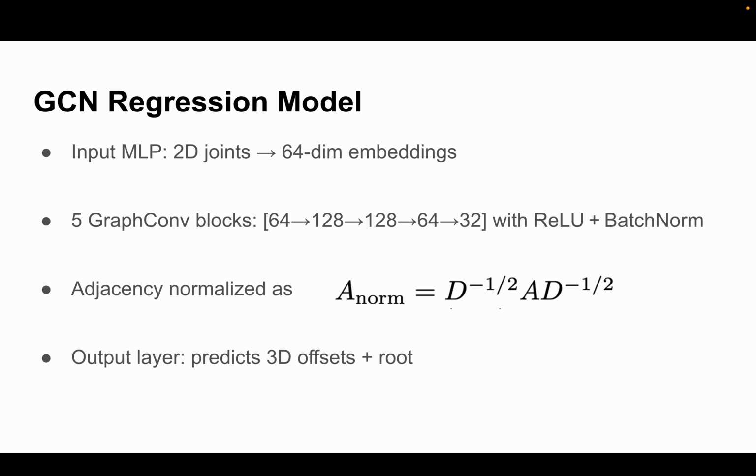In the second stage, we applied the GCN regression model, which uses an MLP for the input encoder, encoding the 2D joints to 64-dimension embeddings, and then 5 graph convolutional blocks with ReLU plus batch normalization, and the adjacency matrix is defined as below. The output layer predicts the 3D offsets plus the root.